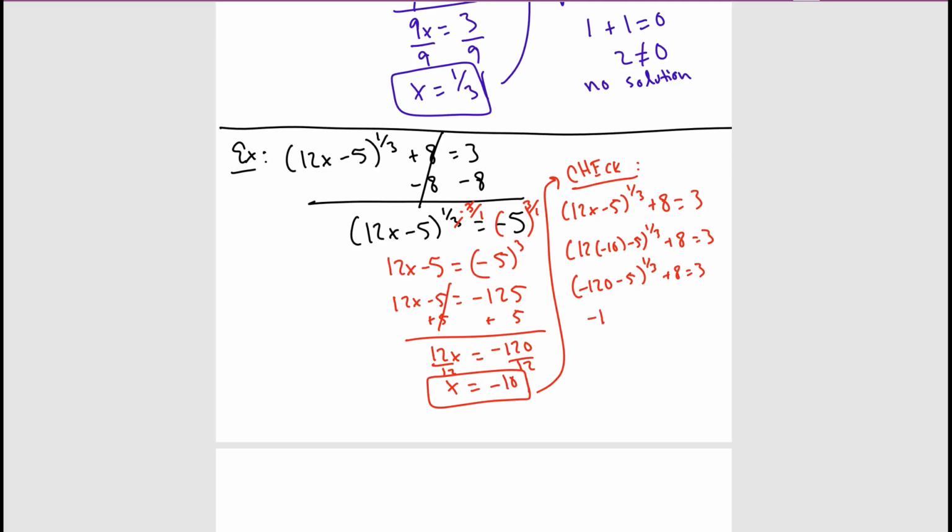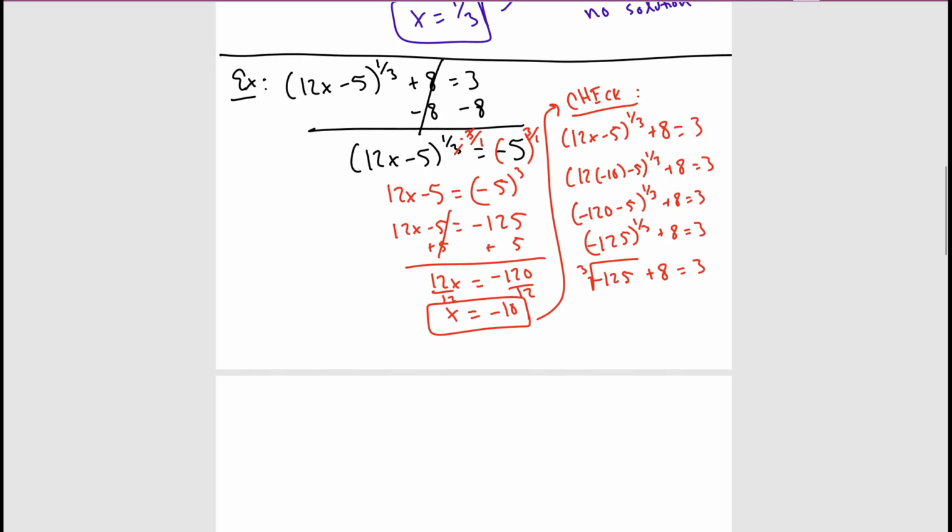This is going to give me -125 to the 1/3 power plus 8 equals 3. Remember that to the 1/3 power is basically the cube root of -125 plus 8 equals 3. The cube root of -125 is just -5 plus 8, and this actually does give me 3. So this is actually the solution.